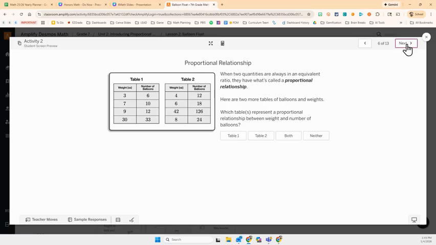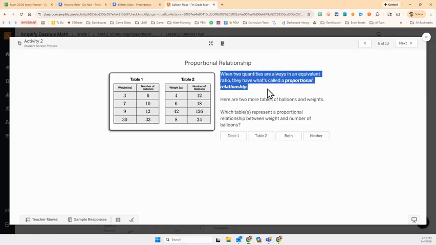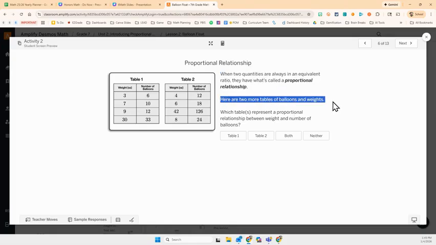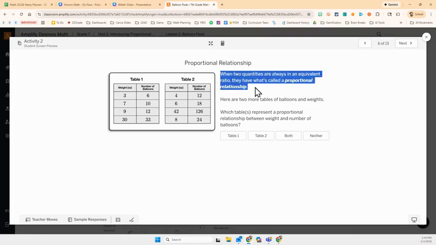Remember before when I mentioned the word proportional relationships? Here it is. We are applying more academic, mathematical, algebraic understanding to what we know about equivalent relationships. When 2 quantities are always in an equivalent ratio, they have what's called a proportional relationship. Here are 2 more tables of balloons and weights. Which table represents a proportional relationship between weight and number of balloons? Go ahead and take a moment and just give it your best guess.